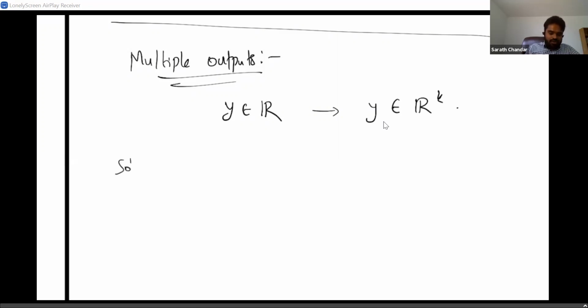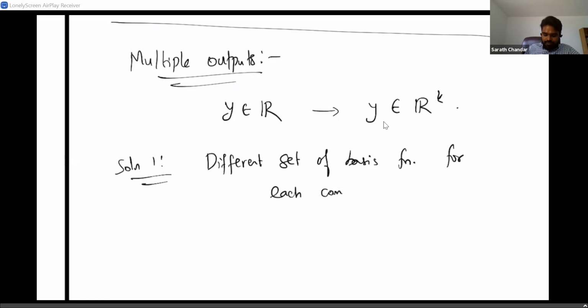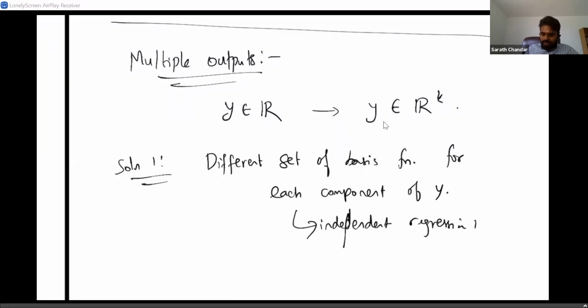So the simplest solution is to use a different set of basis functions for each component of y. Or in other words, if I have 5 outputs to predict, I'm going to have 5 sets of basis functions and solve them separately. So in some sense, this is doing independent regression problems. As one could imagine, this is not an efficient way of solving this, because when you have k outputs, you're going to do k matrix inversions.